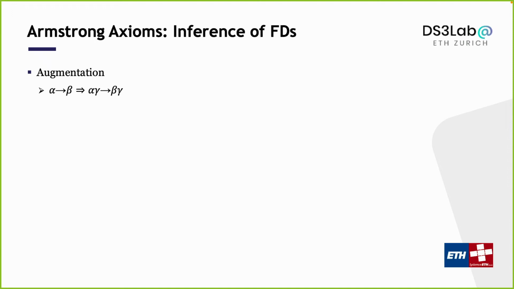The second one, augmentation, we can do the same exercise. I have alpha to beta, and I add gamma on both sides. How can you prove the soundness? Then it becomes a little bit more interesting.